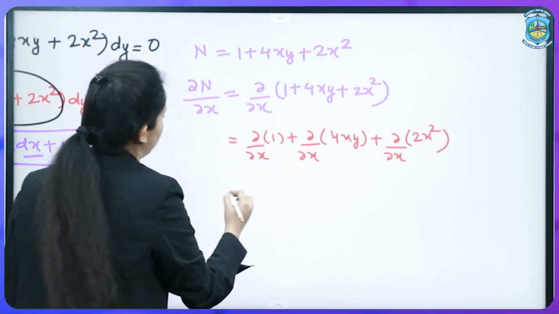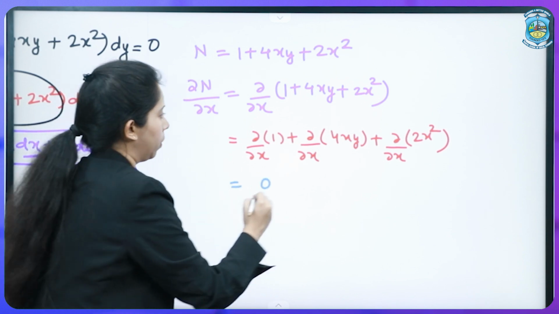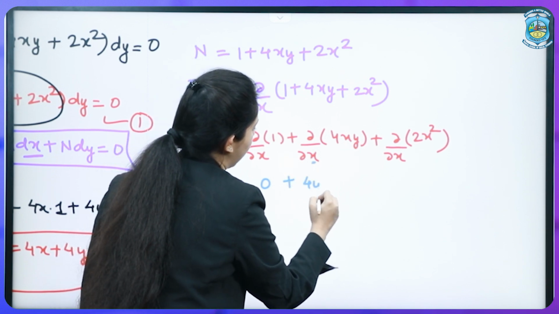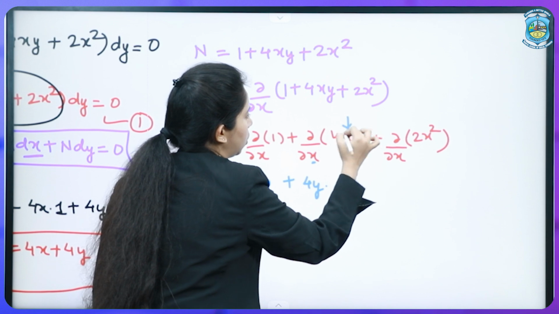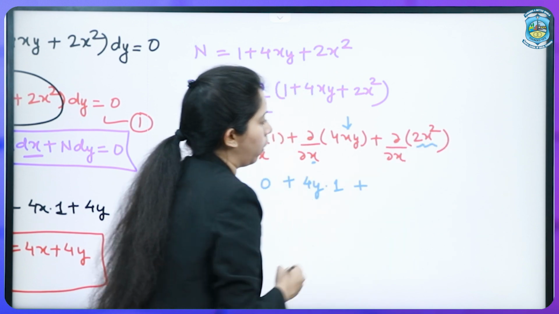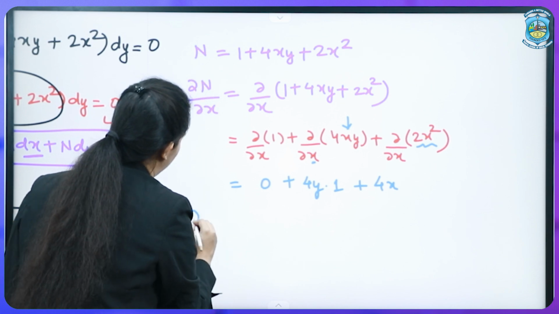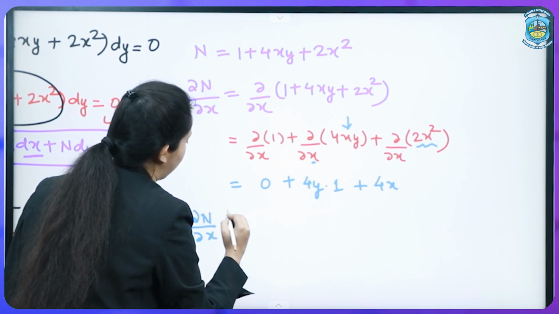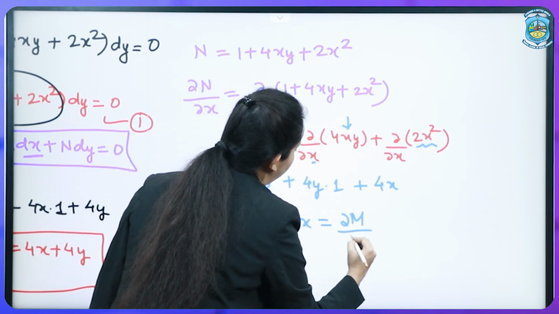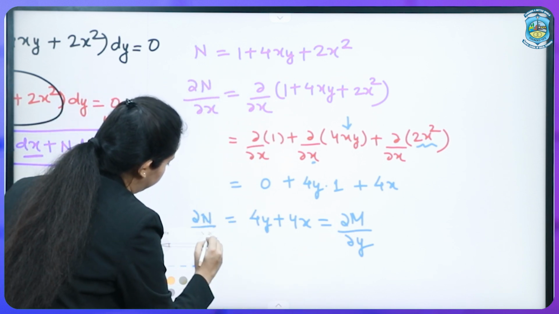So, again differentiation of a constant with respect to x will be 0. Then differentiation of 4xy with respect to x. So, here 4y can be treated as constant, and differentiation of x with respect to x is 1 plus differentiation of 2x square with respect to x by power rule can be written as 4x. So, del n by del x, the value is 4y plus 4x, which is similar to the value of del m upon del y.